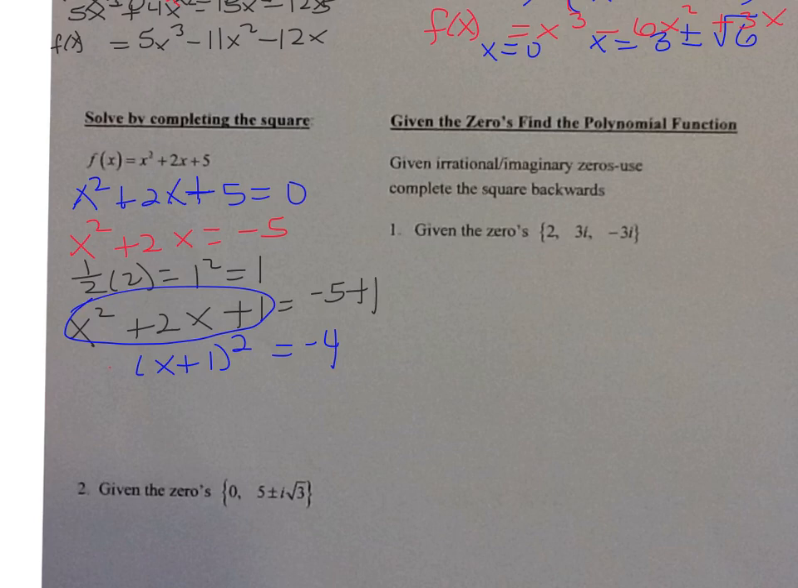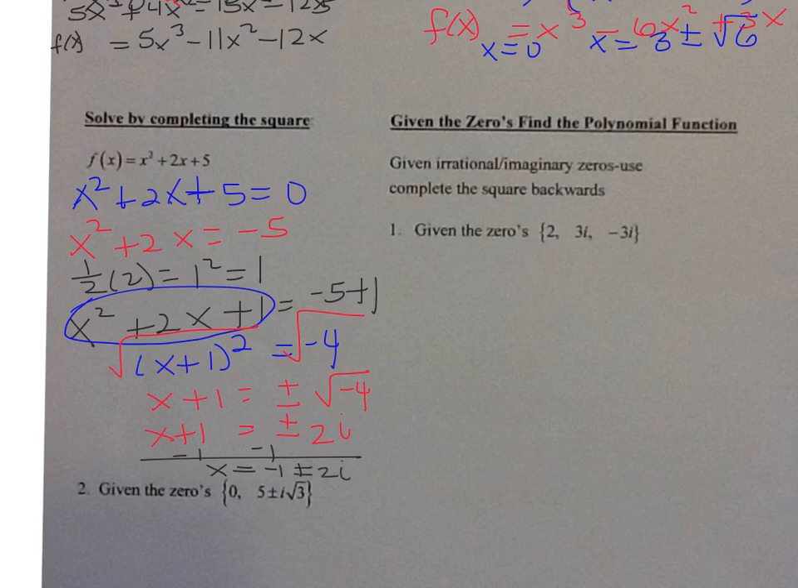So to get rid of the square, I square root both sides. So I get x plus 1 equals plus minus the square root of negative 4. But the square root of negative 4, remember, the negative under the radical becomes i, and the square root of 4 is 2. So it's plus minus 2i equals x plus 1. And then subtract 1, and I get x is equal to negative 1 plus minus 2i.